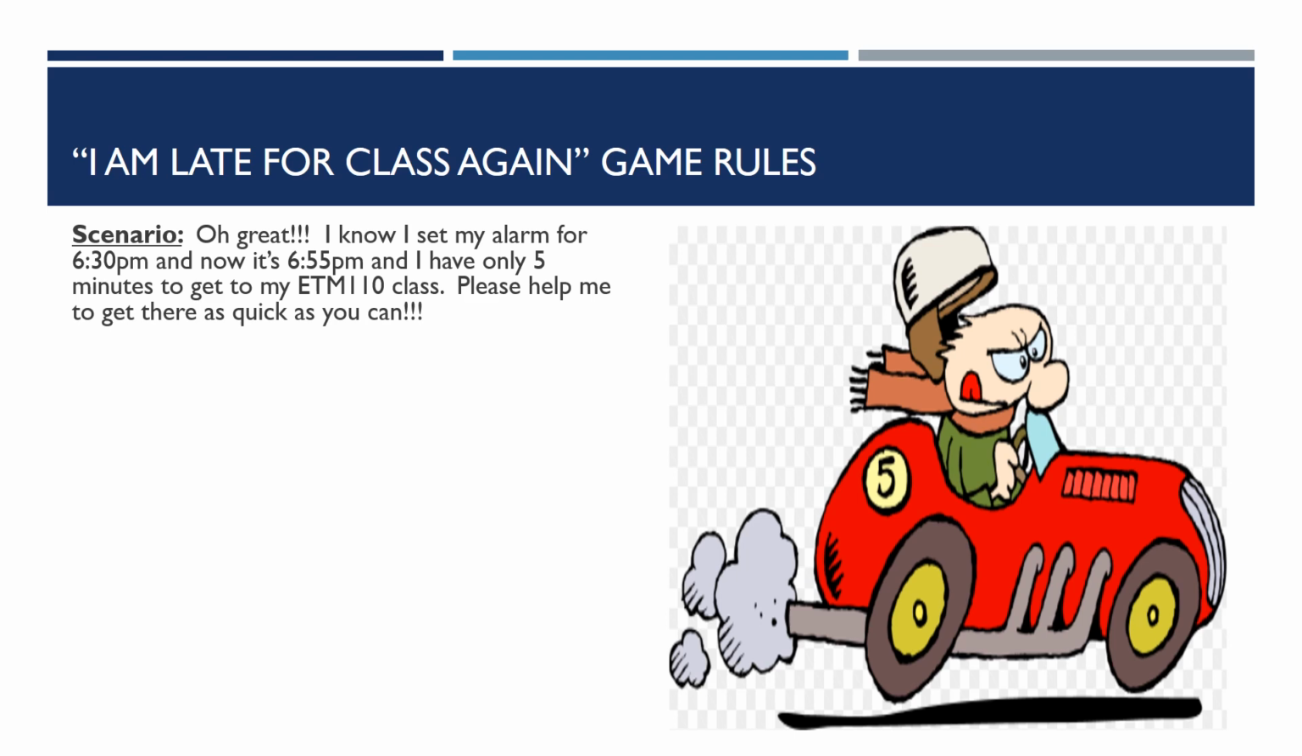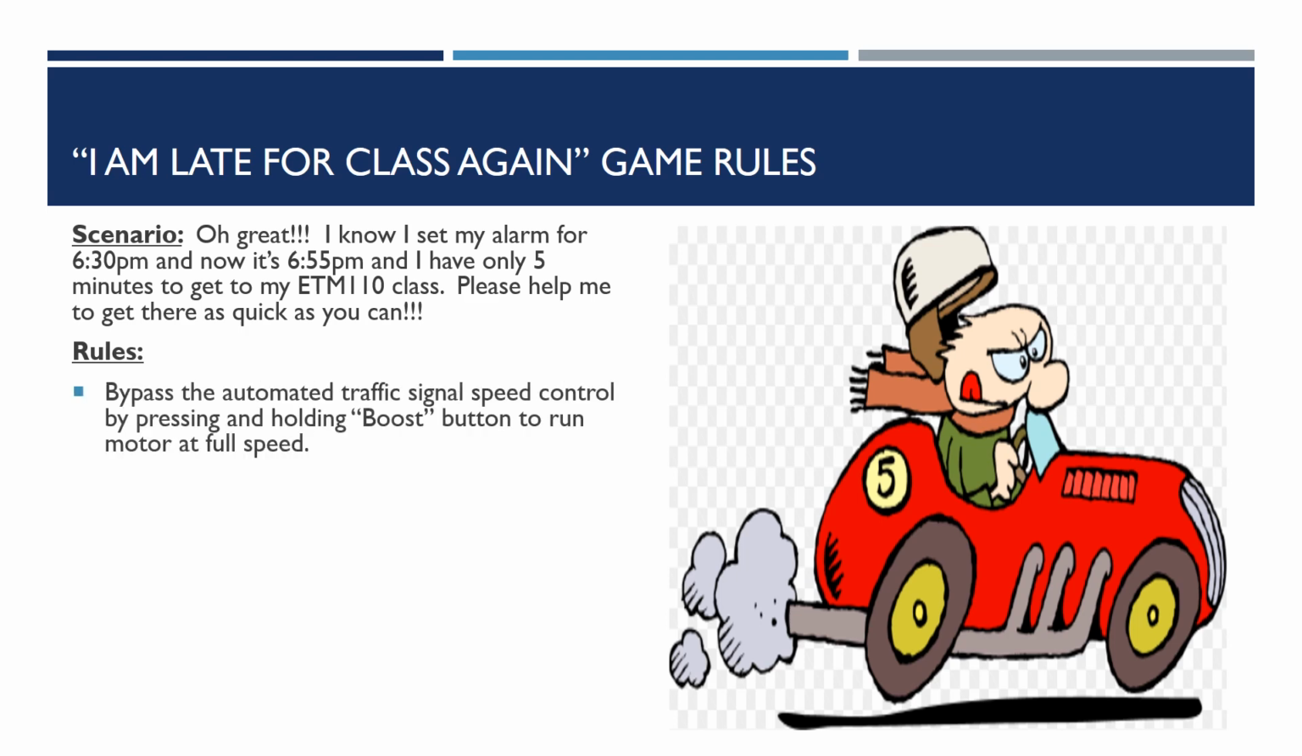So what we've done is we've included a game, and the rules of the game are simply that our traffic signal will operate as it normally did on the first part of our project. But we've included an acceleration or boost button that will increase the motor speed. So our full speed during the green light operation was 40 hertz. This allows you to increase the motor to 60 hertz. So you can press and hold the button to override the automated portion of the car and accelerate to 60 hertz.